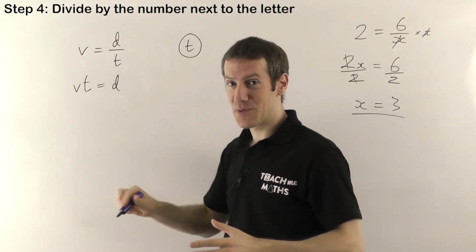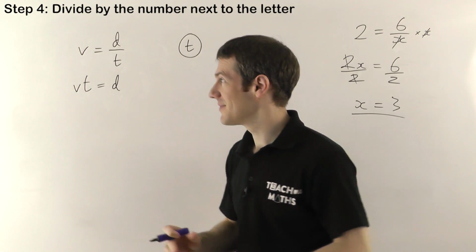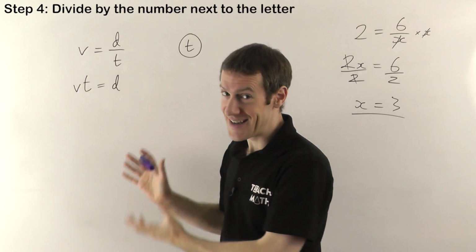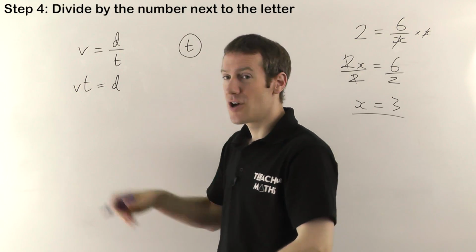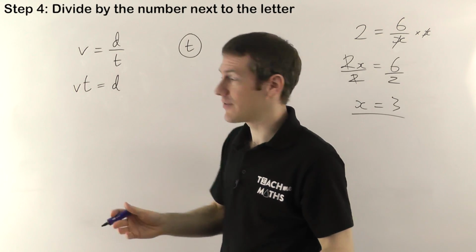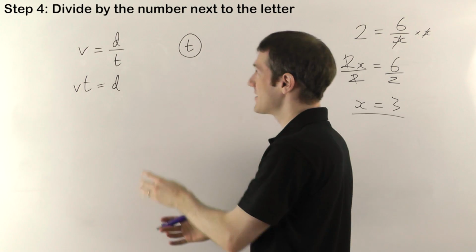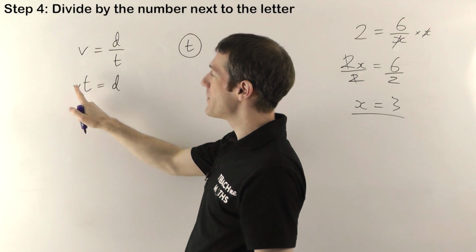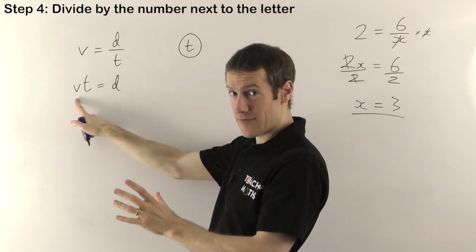Remember, the letters in algebra are numbers. In fact, in algebra, pretty much everything you see is a number. Yep, the letters just represent unknown numbers. They're numbers we haven't figured out yet. So we're going to divide by the number next to the letter, the number next to the t. We're going to divide by v. And we divide everything by v.